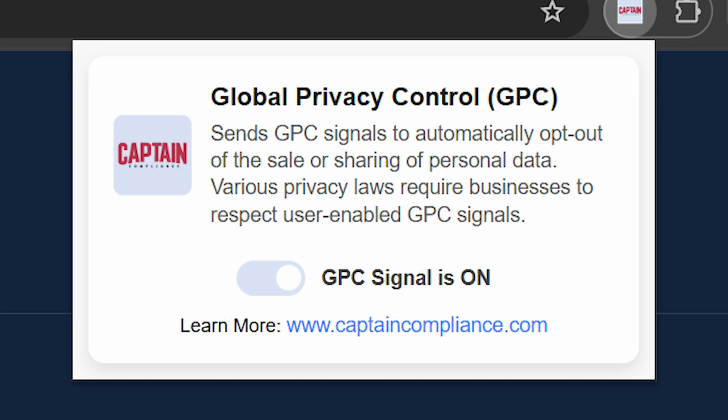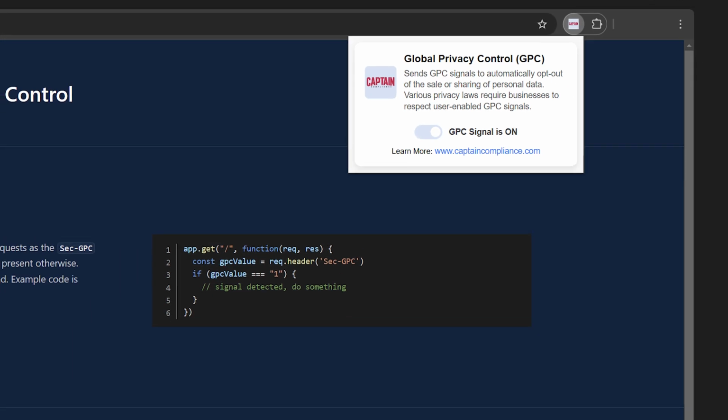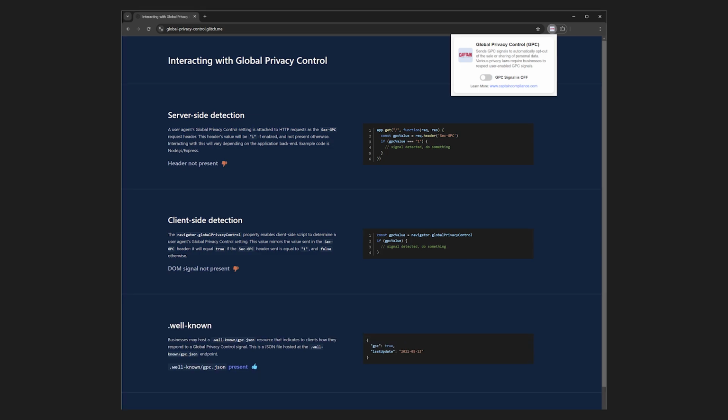Once GPC is active, it's easy to verify whether the signal is being sent. For example, the Global Privacy Control website provides a tool to check for an active GPC signal. So here I am demonstrating this with Captain Compliance's GPC extension for Chrome, showing the difference between an active and inactive signal. While GPC provides a simple way for users to express their privacy preferences, websites can interpret and respond to these signals in different ways.